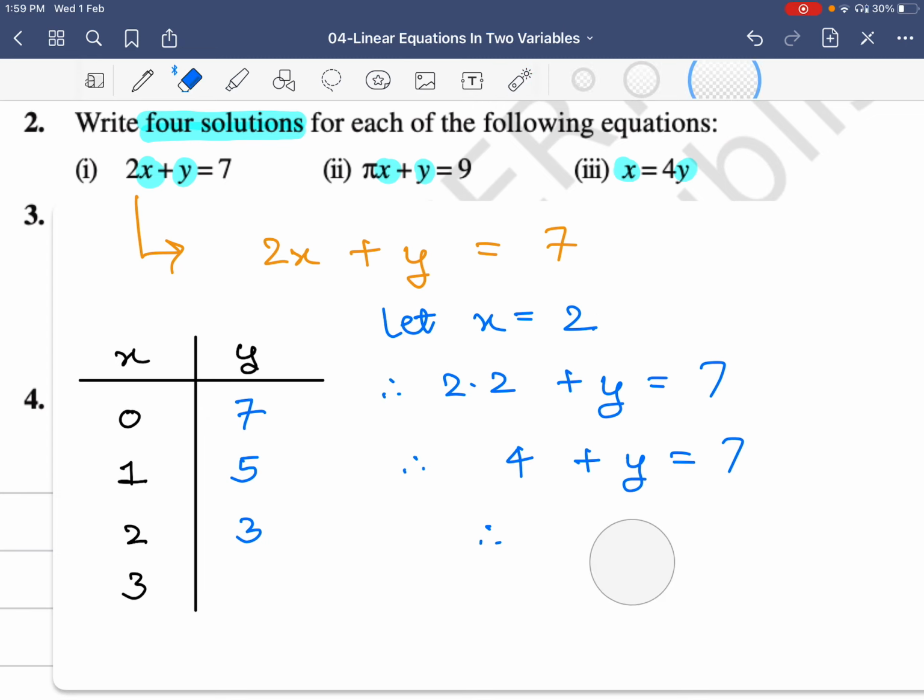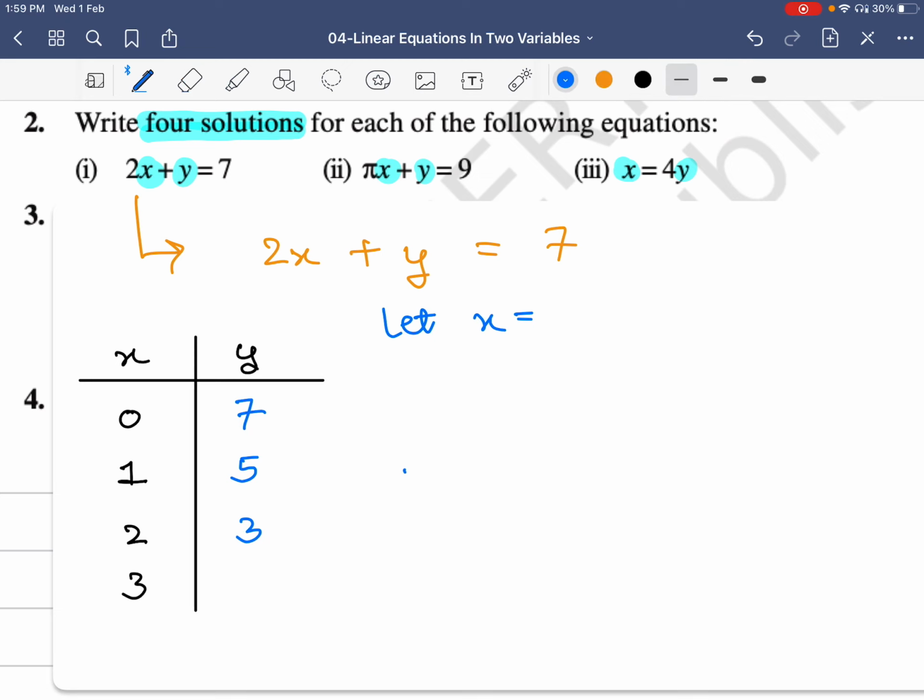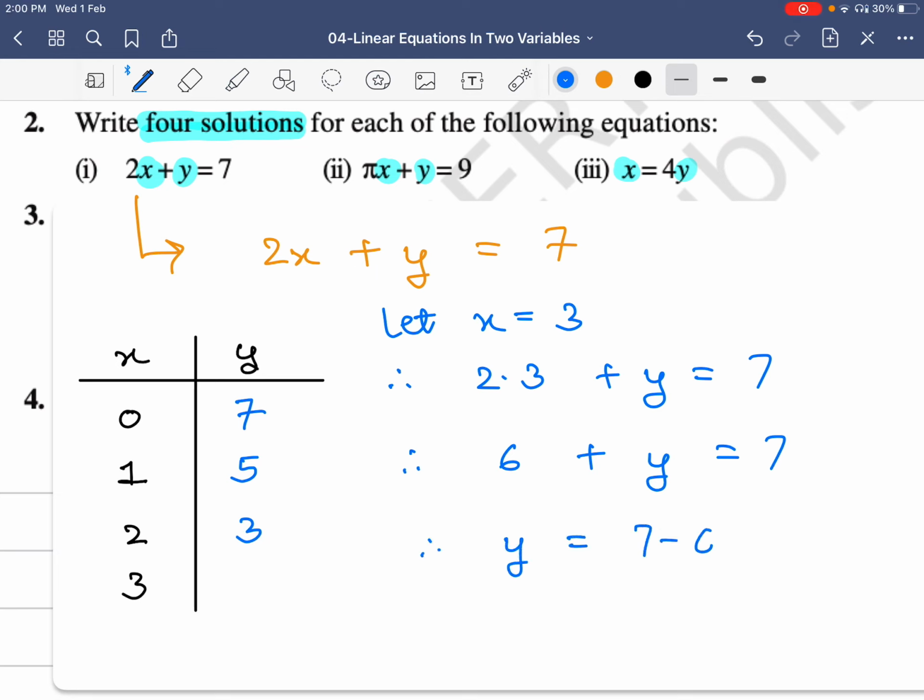Yes. And now finally, last we have x equal to 3. So let's quickly write it. x is equal to 3, and therefore 2 into 3 plus y is equal to 7, and therefore 6 plus y is equal to 7, and therefore y will be equal to 7 minus 6, that is equal to 1. So here the value will be 1. And now, let's erase all this.